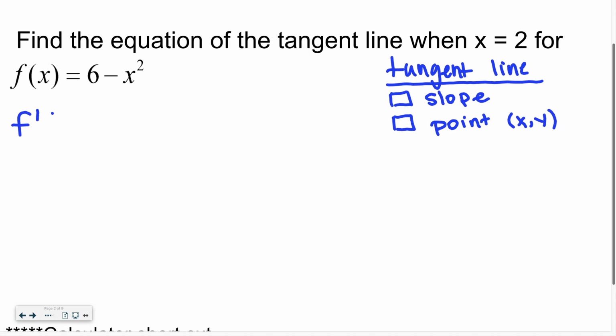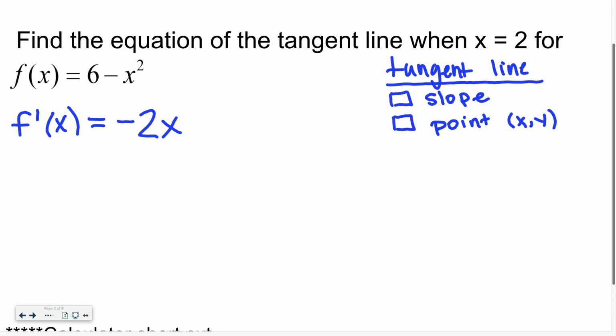And isn't this so nice? It's going to take us 3 seconds. What's the derivative of 6 minus x squared? Be careful. Negative 2x. So much faster.